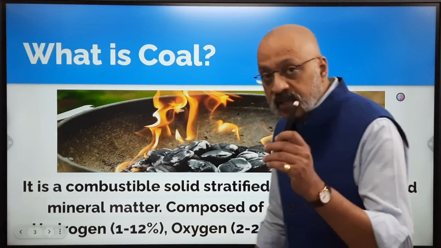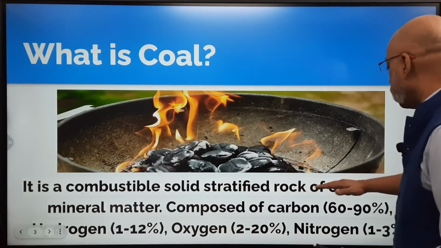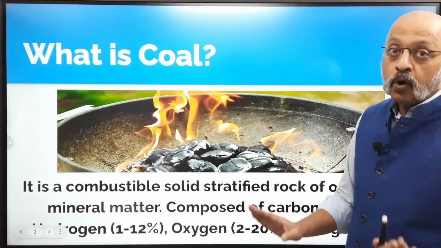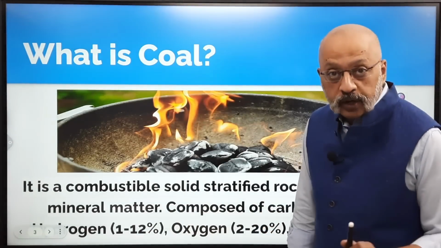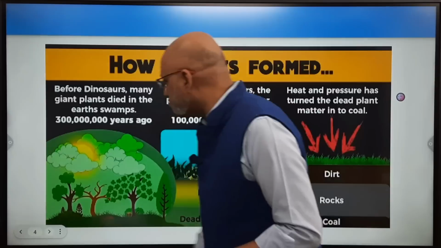So please remember the keywords: combustible, very important; solid stratified rock of organic and mineral matter. Okay, these words are important. Please remember, in case you get a very basic question on the definition of what is coal. We will know about how coal is formed in the next 3 to 4 slides.